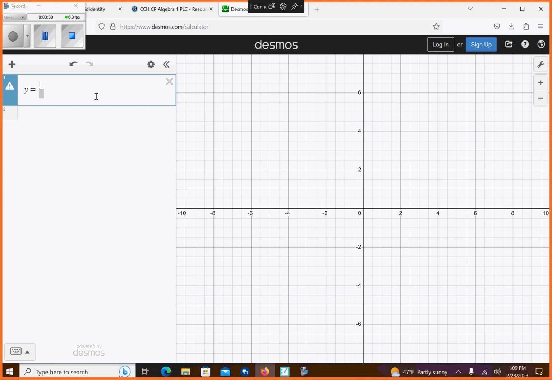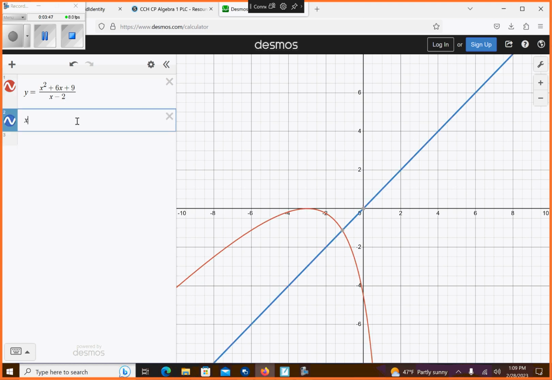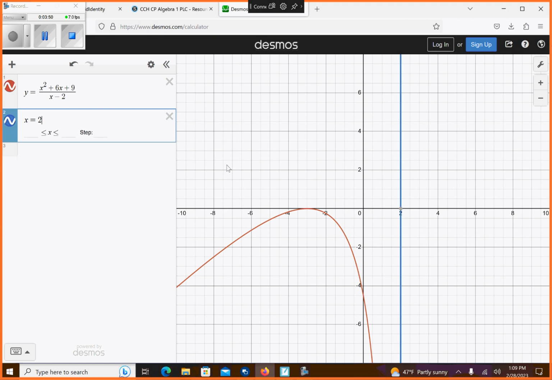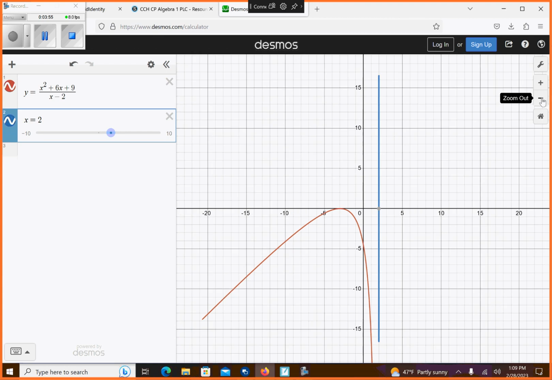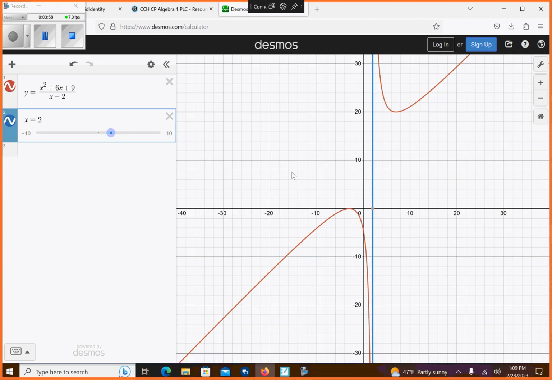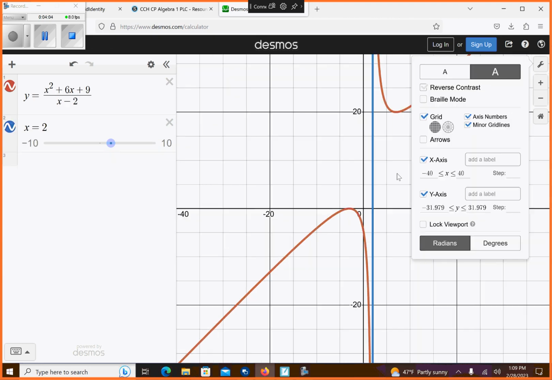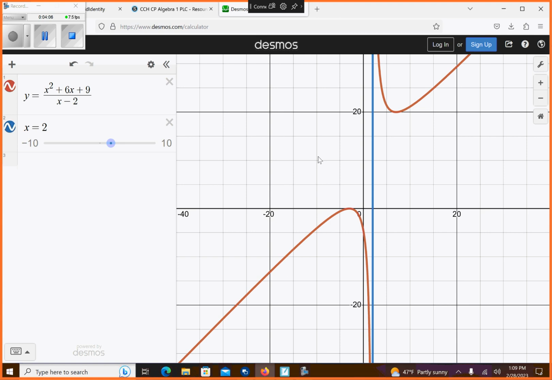Y equals fraction x squared plus 6x plus 9 over x minus 2. All right, so as x equals 2, what does it look like as x goes to 2? I'm coming from both directions, coming from both directions to get to that blue line. So one of them goes where and one of them goes where?